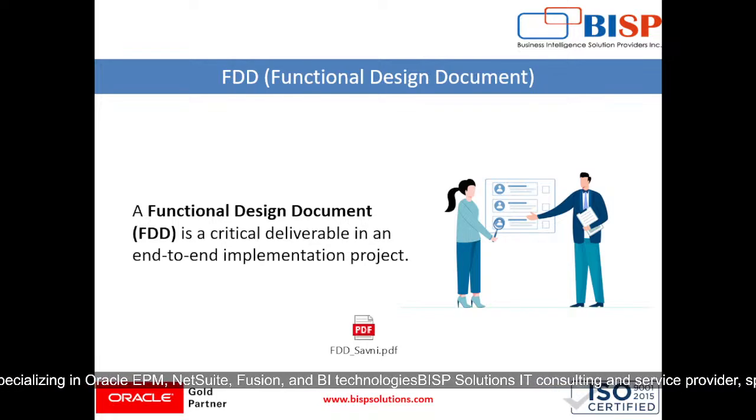So a functional design document is a critical deliverable in an end-to-end implementation project. It bridges the gap between business requirements and technical implementation, and details how the system will meet business needs.